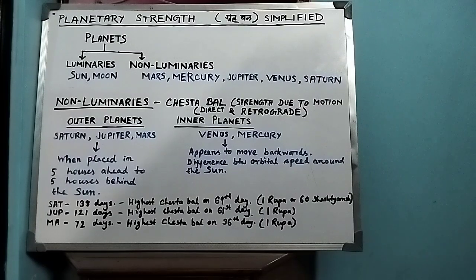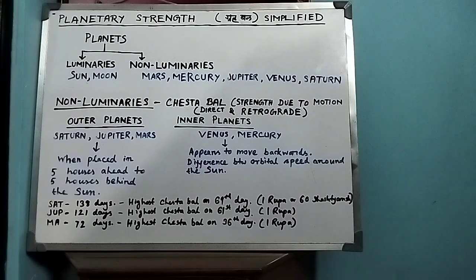Okay? So same situation like Purnima happens here also, because the more an outer planet is away from sun, it gets illuminated by the direct light from sun. This increases the overall strength of the retrograde outer planet. For example, Saturn.